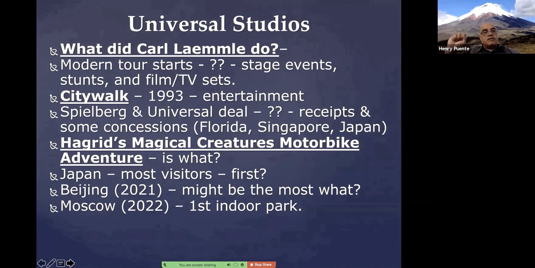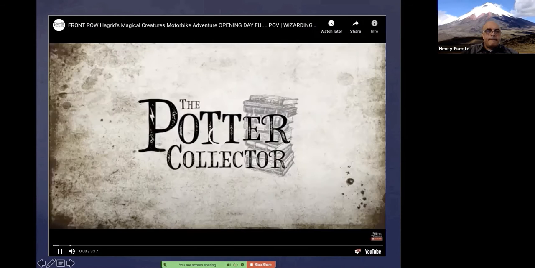So Hagrid's Magical Creatures Motorbike Adventure is essentially the most expensive roller coaster ever built. So again, Hagrid's Magical Creatures Motorbike Adventure is the most expensive roller coaster ride ever built in the history of theme parks. So if you're not familiar with it, this is what it looks like.